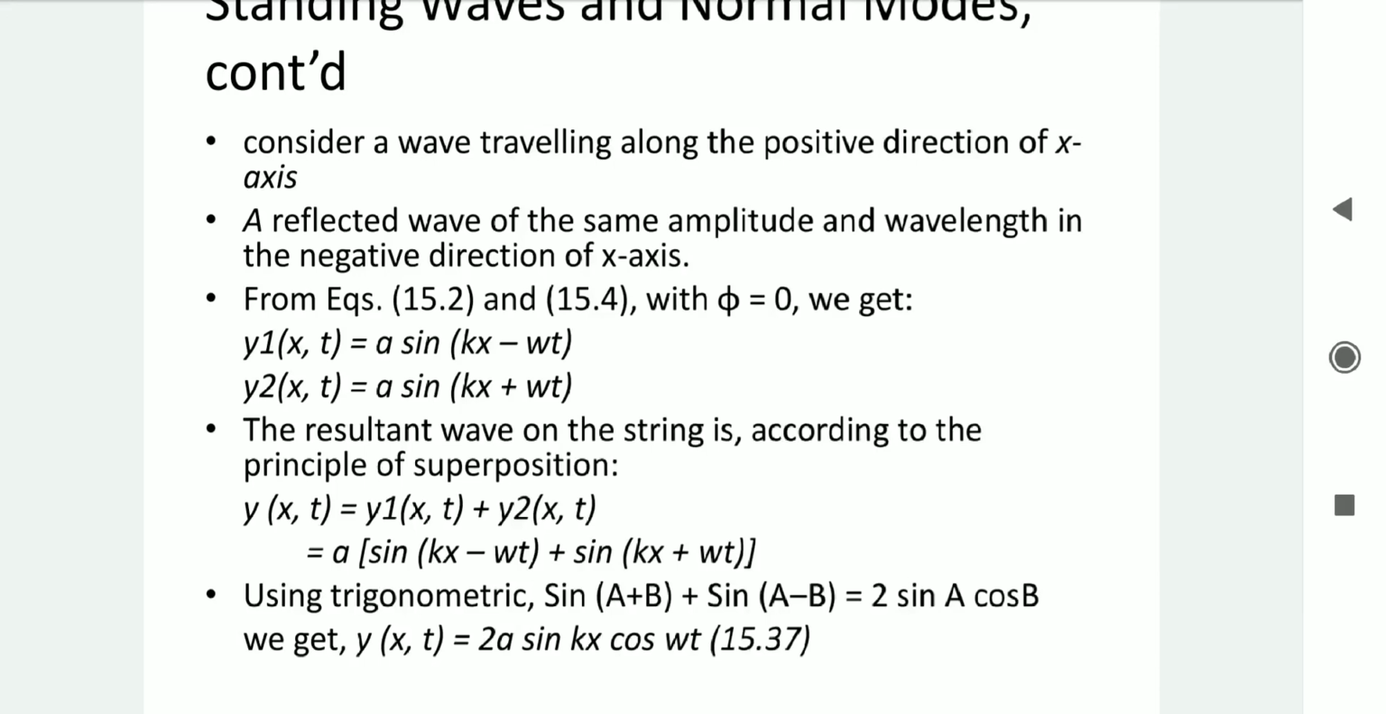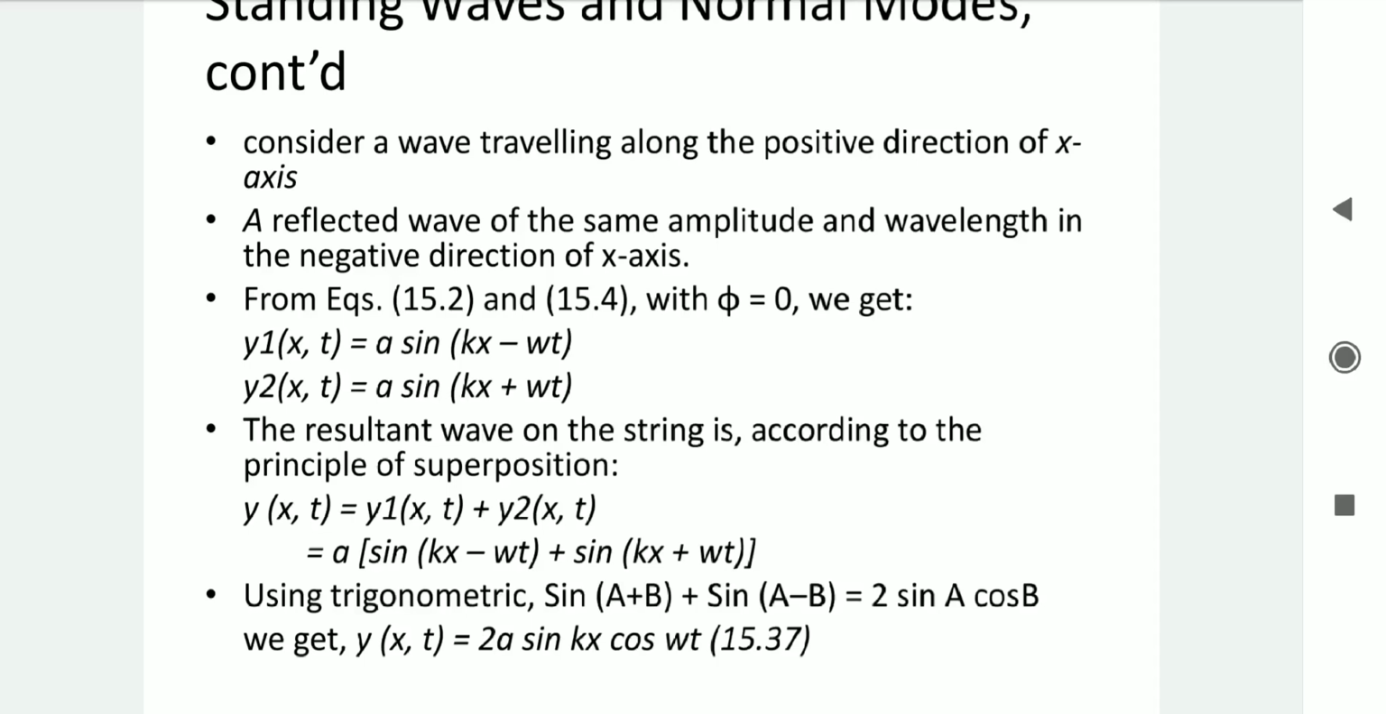Let us consider phi equal to 0. Then the two waves are y1(x,t) = a sin(kx - omega t), and y2(x,t) = a sin(kx + omega t). That second wave is traveling along the negative x direction. Using the principle of superposition, the net result y(x,t) is y1(x,t) plus y2(x,t).